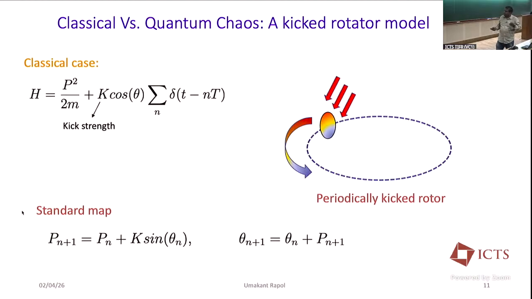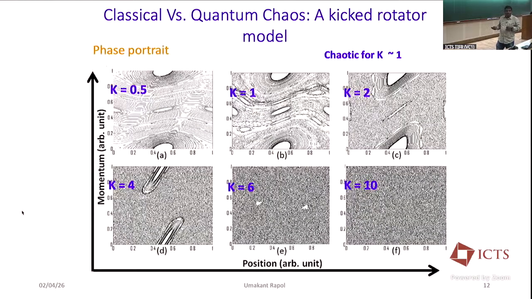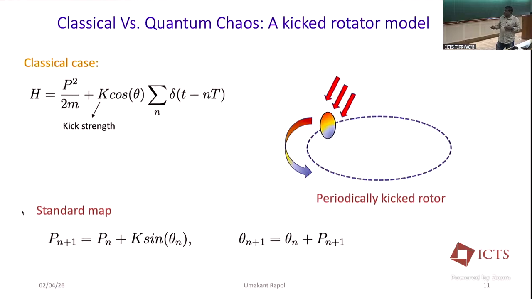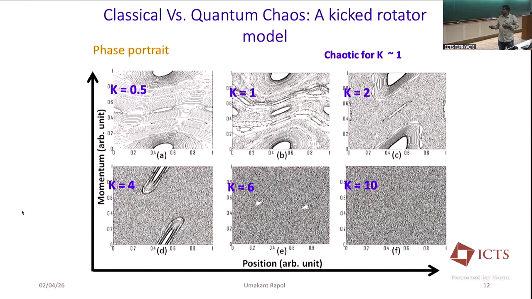And you can calculate the phase space for such a system, and you can map the momentum and angle as a function of this K, which is called the kicking strength. When you do that, initially all the trajectories in phase space are pretty predictable and pretty uniform. But as you keep increasing this value of the kick strength beyond a certain number, close to 1, then all these trajectories start breaking, and then the motion becomes completely chaotic.